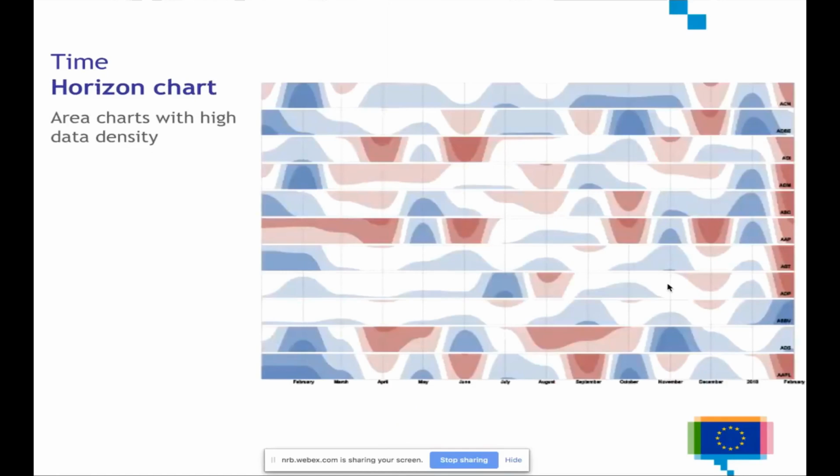Then there is the horizon chart, and this is a bit more abstract and also a bit harder to understand. These are area charts with a high data density. And to show you how it works, I would like to share this little animation here.